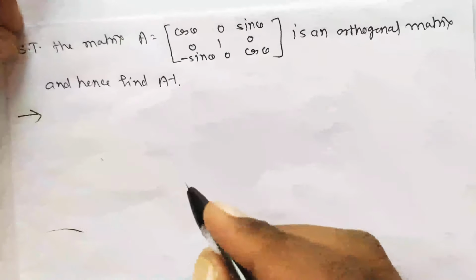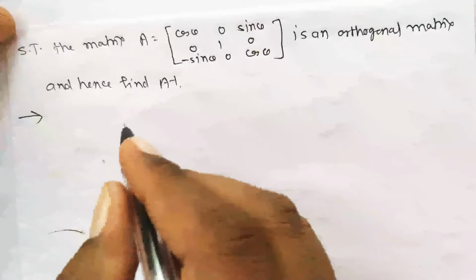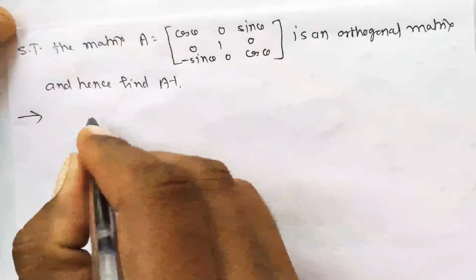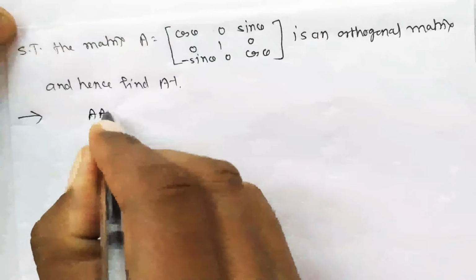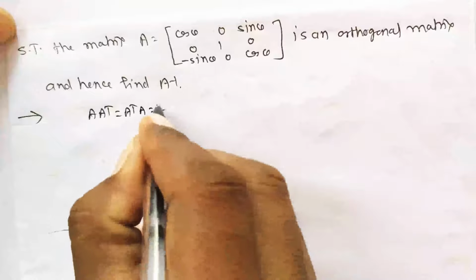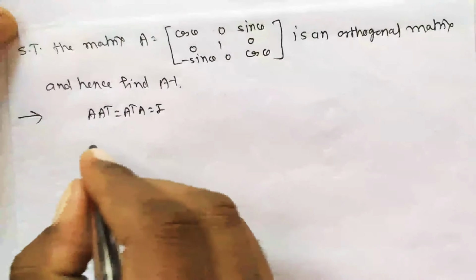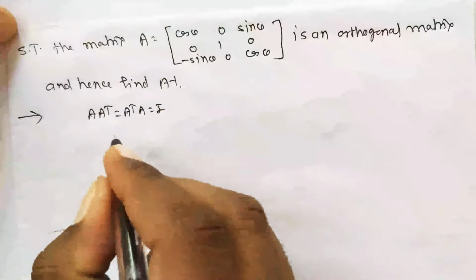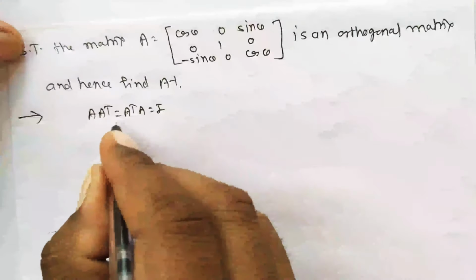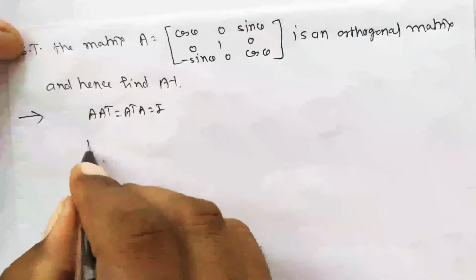So when matrix A is orthogonal, what is the definition of orthogonal matrix? A square matrix A is said to be orthogonal if A into A transpose is equal to A transpose into A is equal to I. So we have to take here A into A transpose first and check whether this A into A transpose is equal to I or not. If this condition is satisfied, then we can say that the given matrix is orthogonal.